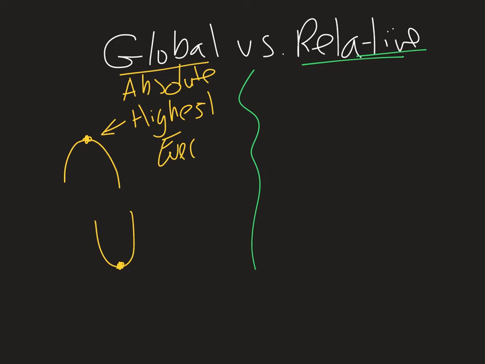Now we may have functions that look something like this. Now you might be thinking, okay, here's a point. Relatively speaking, it is a maximum. If you look at the points around it, yeah, it's higher than them, but it's not the highest point on the graph. So this would be a relative maximum.